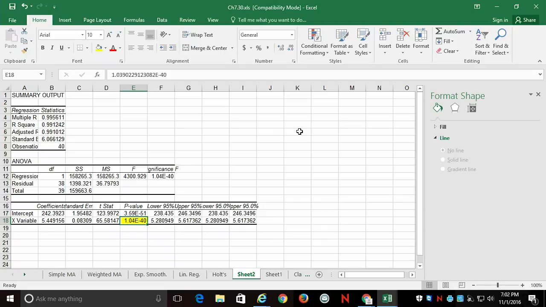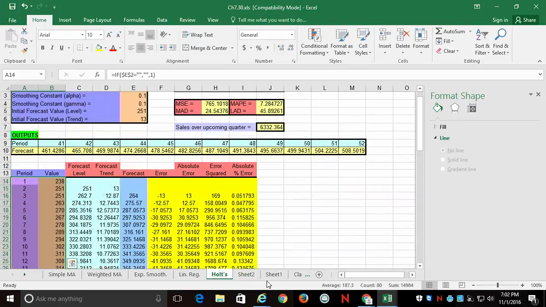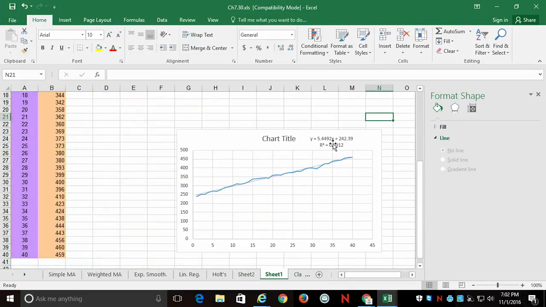In fact, if we use regression analysis, which we've already done here, this is my regression analysis. So that equation, y is equal to 5.45 x plus 242.39. That is my regression equation.